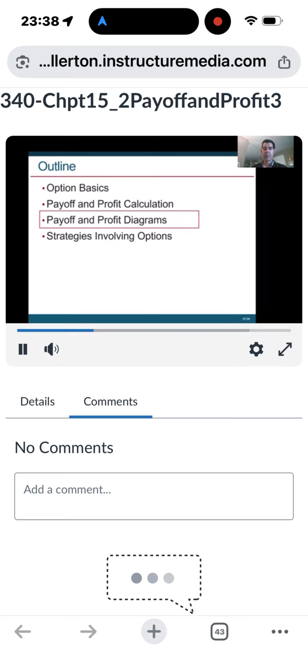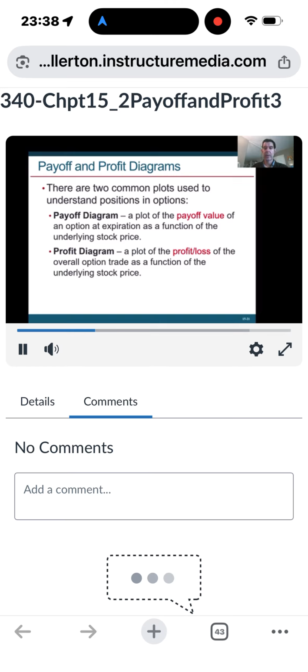In the next section, I'm going to introduce you to payoff and profit diagrams. These are diagrams that go along with the payoff and profit calculations that we were just doing. We're going to look at two of these, which are quite common for people to understand positions in options. First is the payoff diagram, which is simply a plot of the payoff value of an option at expiration as a function of the underlying stock price. Then we'll look at the profit diagram, which is just a plot of the overall profit or loss on a trade involving options as a function of the underlying stock price.